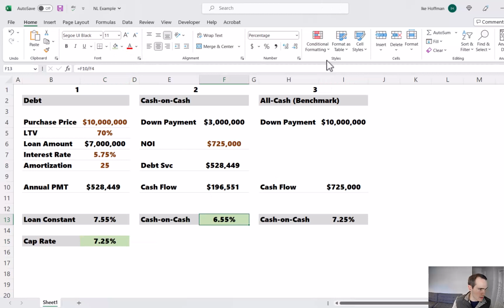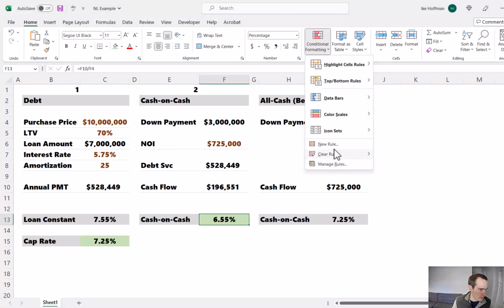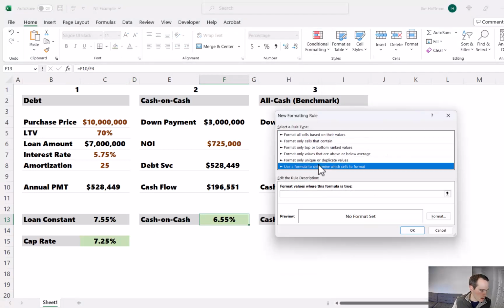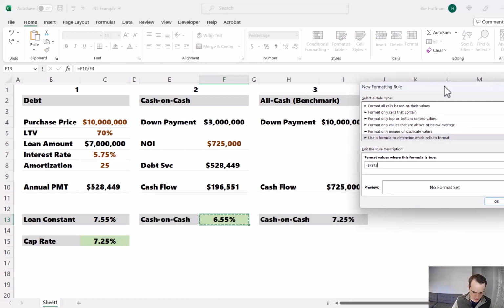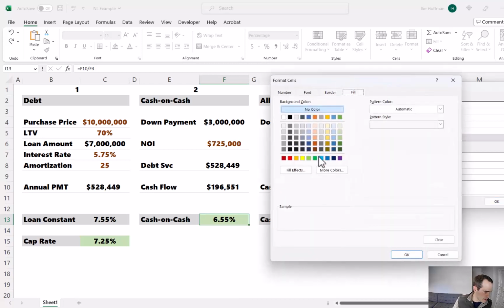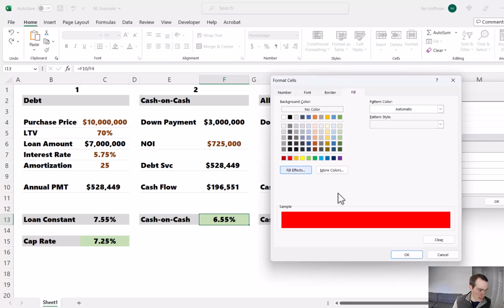I'm going to turn these two cells green, the cash on cash return and the cap rate. And then I'm going to apply some conditional formatting. So I'm going to create a new rule. And I'm going to say if this cell, the 6.55%, is less than the cash on cash return of 7.25%, we'll turn that cell bright red. So it pops out and is apparent that negative leverage is prevalent.